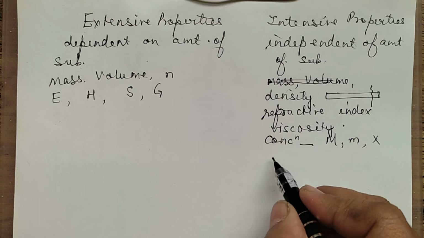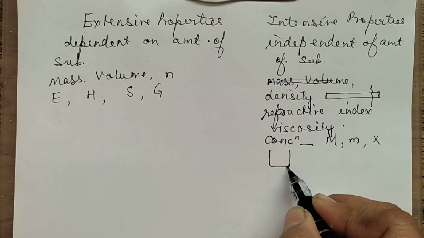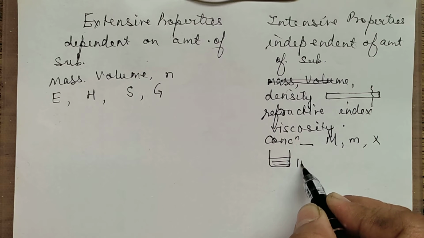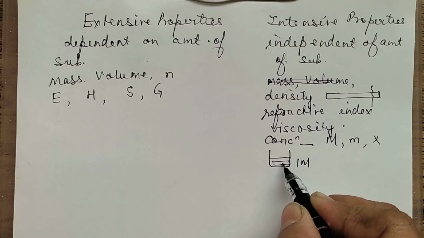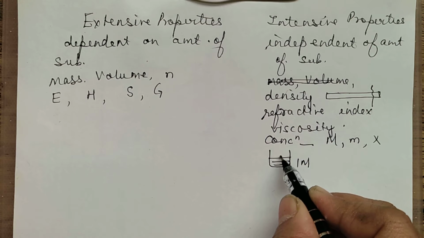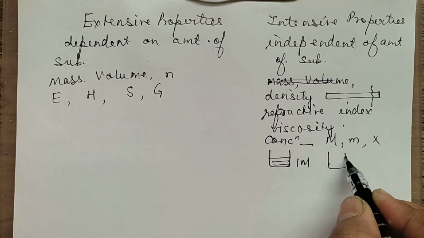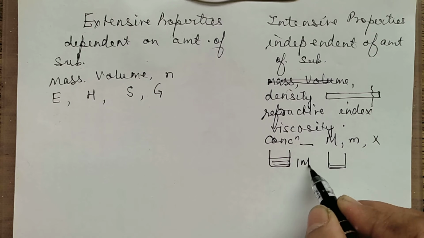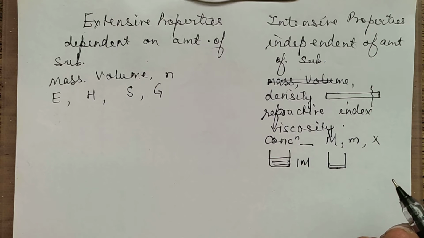For example, if you prepare some quantity of say 1 molar solution, and if you take half of it in another container, even then it will be 1 molar. The concentration will not reduce to half. It is independent of the amount. That is called an intensive property.